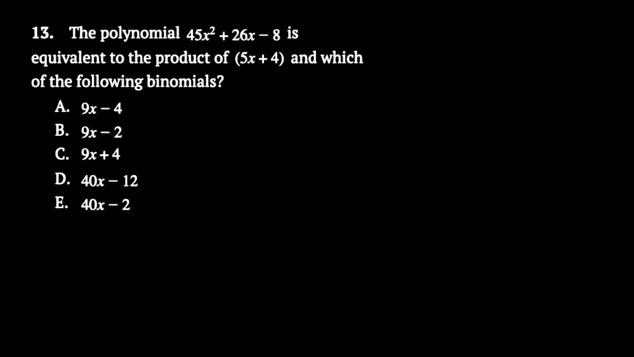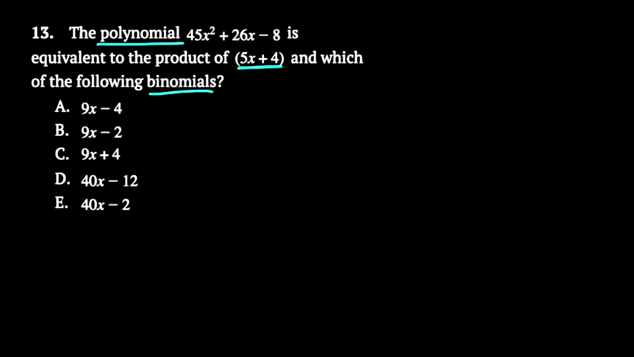Number 13 says the polynomial 45x squared plus 26x minus 8 is equivalent to the product of 5x plus 4 and which of the following binomials. So there's a lot of vocab going on in this problem. The first one is polynomial, which is just kind of the bigger family function name that quadratics belong to. And then the other one is binomial, right? Binomial just means two terms. This is a binomial, and then all of these are binomials.